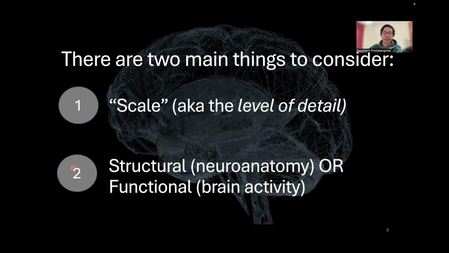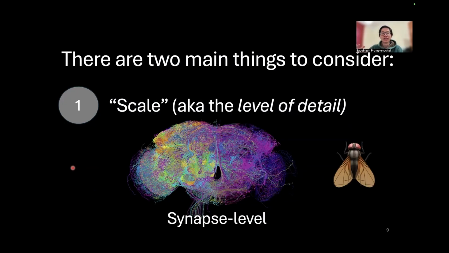So that's the functional brain map. Just keep that in mind, okay? You have scale, micro and macro, and then you have structure versus function. Okay, let's start with scale.